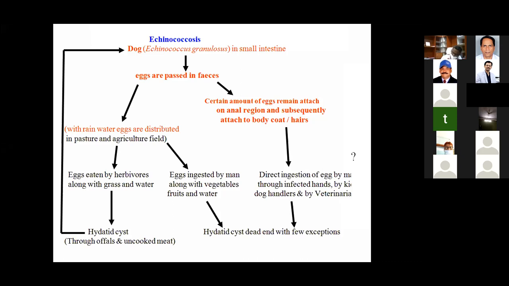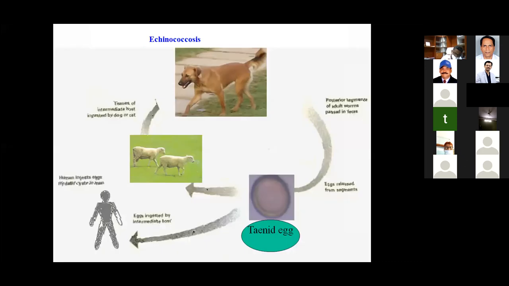And as such, that fluid which is attached to the liver contains a lot of protoscolices. And if you are feeding raw meat to your pet, then he will get those protoscolices, and in that pet, echinococcus will develop.